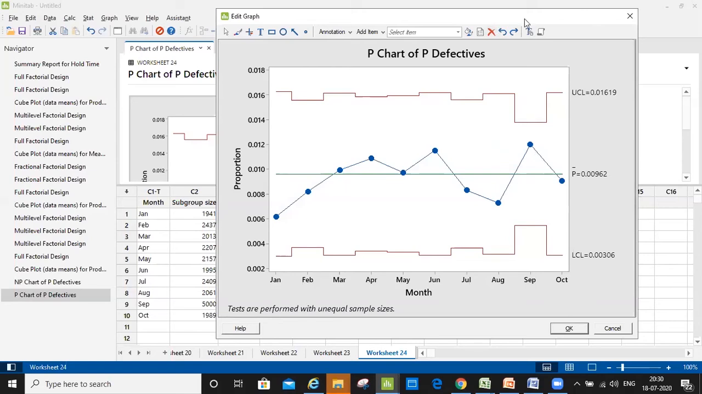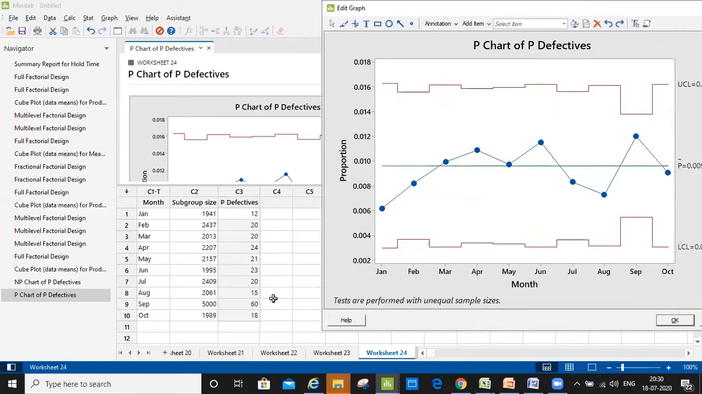However, if you really want to play with this data, you just enter the number of defectives as higher somewhere, and you would see it. So let me show you.